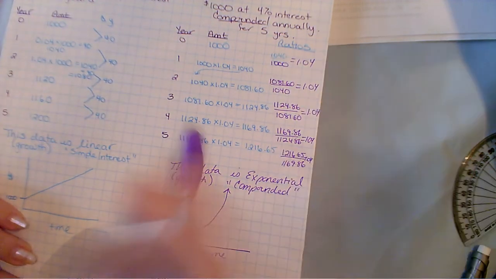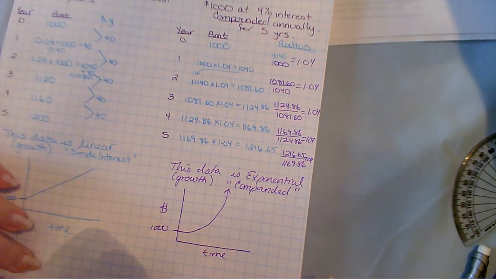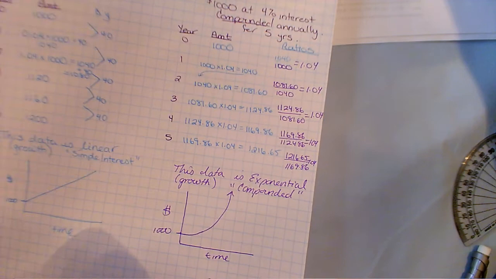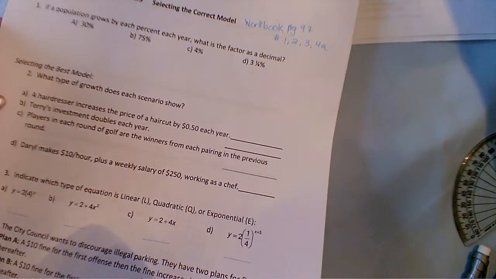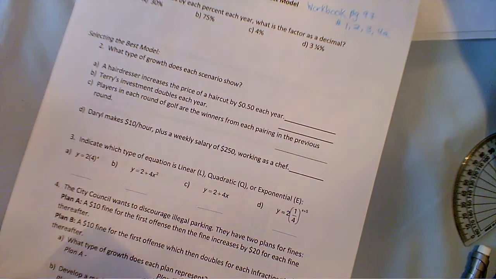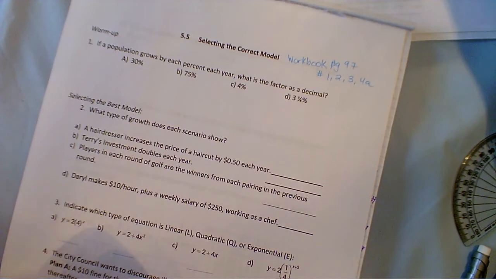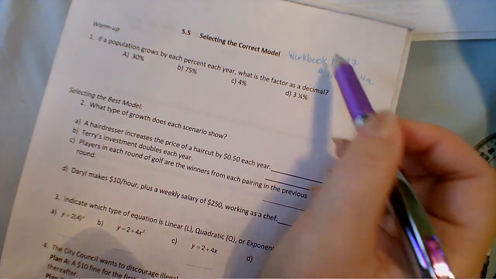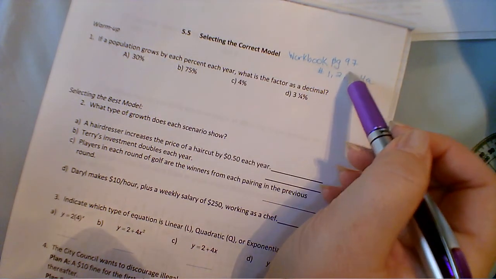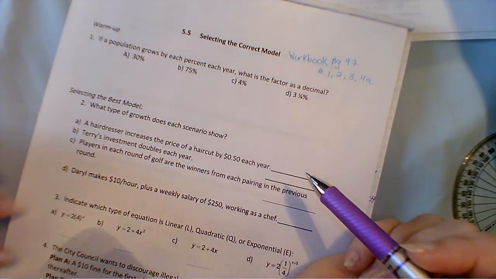All right, so that was just a little review of how we do our data tables to determine what type of data we have. Now, in the content section, you will find 5.5, how to select the correct model. It's there for you to print, copy out, do what you want with it. So it's listed in the contents area. Also, your homework is found on page 97. I'd like you to do questions 1, 2, 3, and 4A.